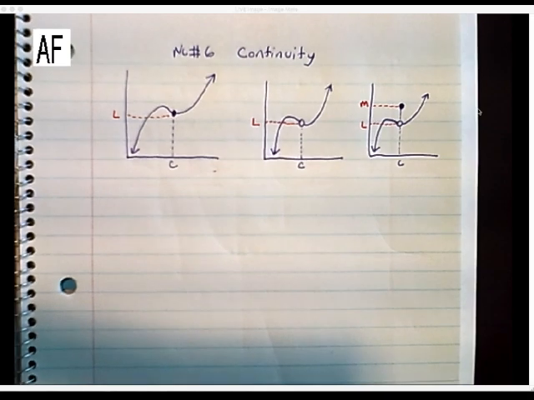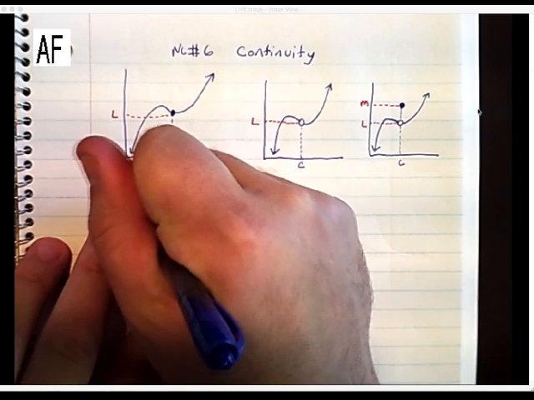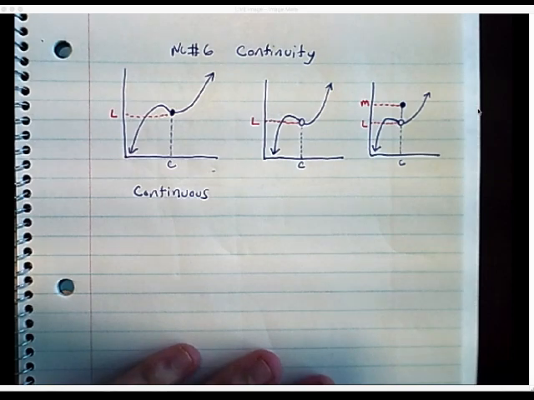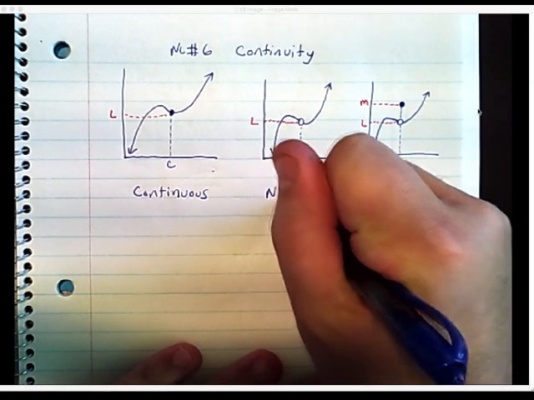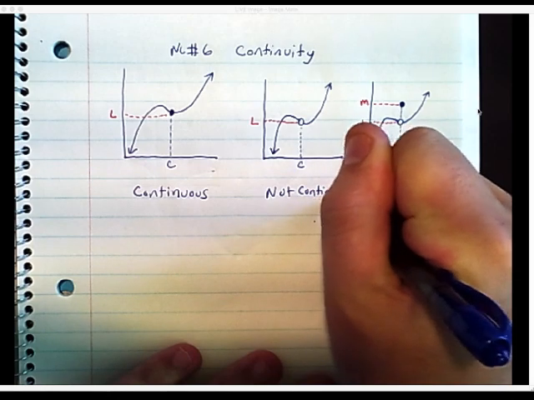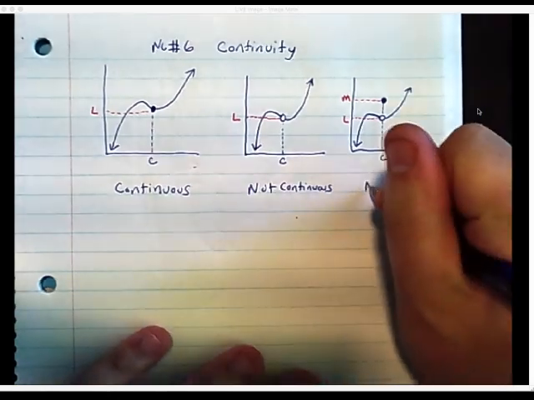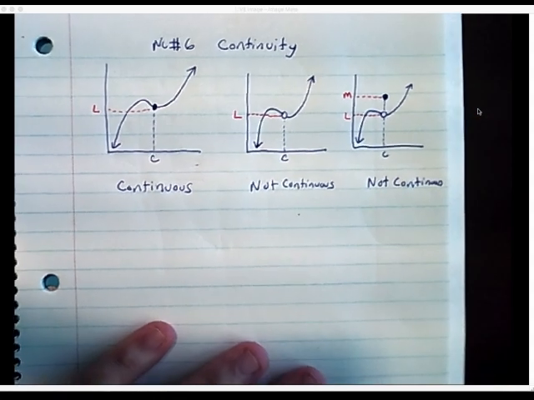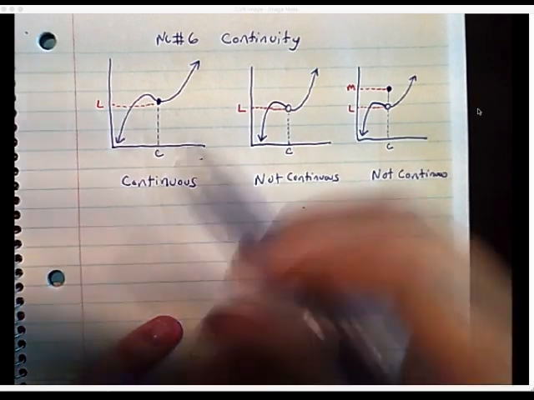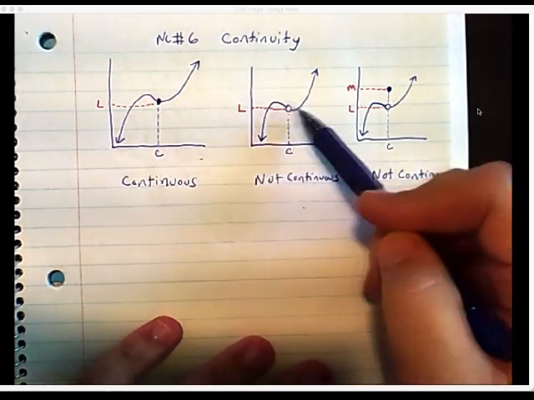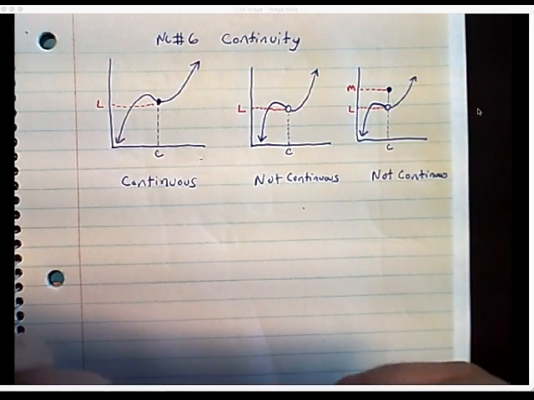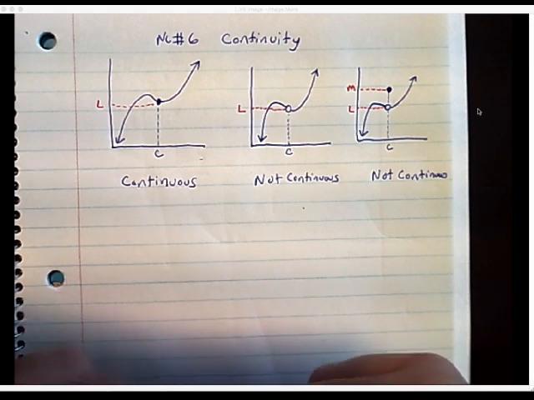In this first example, this graph is continuous. This graph is not continuous, and this graph is also not continuous. Now, all 3 graphs kind of look the same. There are some common features. First off, it looks like some sort of polynomial function, maybe a cubic or an x cubed function. I want to go over what continuity is and what continuity is not.